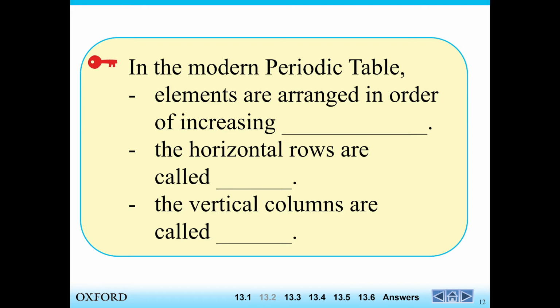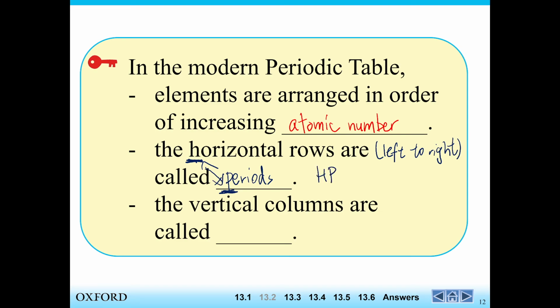Okay, so let's wrap up this part. In the modern periodic table, elements are arranged in order of increasing atomic number. The horizontal rows, those going from left to right, are called periods. Remember, this was from left to right. To help you remember that, it's horizontal, right? Horizontal starts with H, period starts with P, and if you're into gaming, you should know what HP stands for. Usually it stands for hit points, so hopefully that helps you remember that.